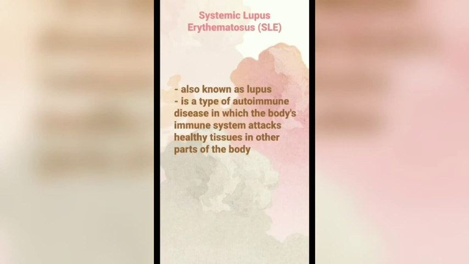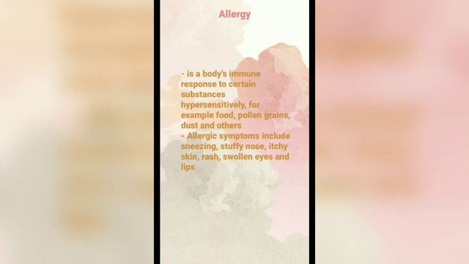Systemic lupus erythematosus (SLE). SLE is also known as lupus. SLE is a type of autoimmune disease in which the body's immune system attacks healthy tissues in other parts of the body. Allergy. Allergy is the body's hypersensitive immune response to certain substances, for example food, pollen grains, dust and others. Allergic symptoms include sneezing, stuffy nose, itchy skin, rash, swollen eyes and lips.